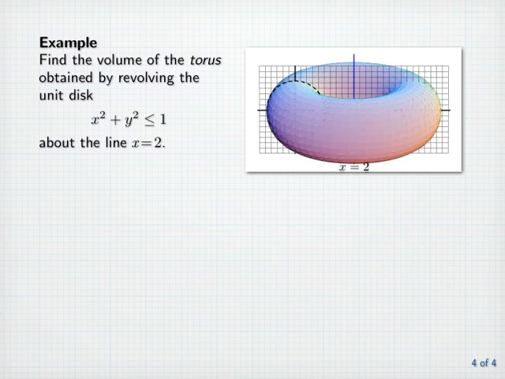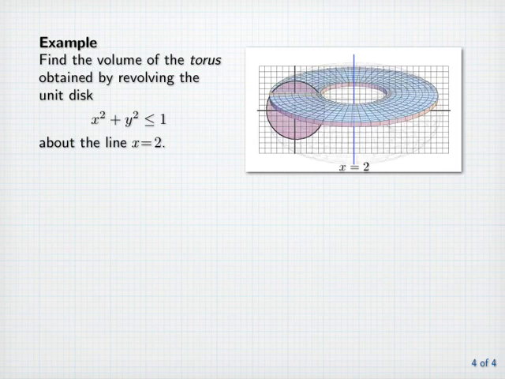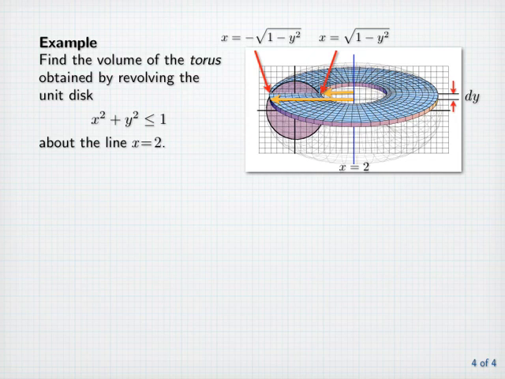Slices perpendicular to the axis of rotation are the result of rotating horizontal slices of the region about the axis. Notice that again, these slices are washers with thickness dy. To write the washer volume dv, we need the inner and outer radii expressed in terms of y. The inner radius will be the distance from the axis to the right side of the unit circle, where x is equal to the square root of 1 minus y squared. The outer radius will be the distance from the axis to the left side of the unit circle, where x is the negative of the square root of 1 minus y squared.